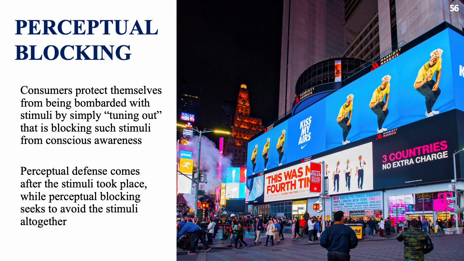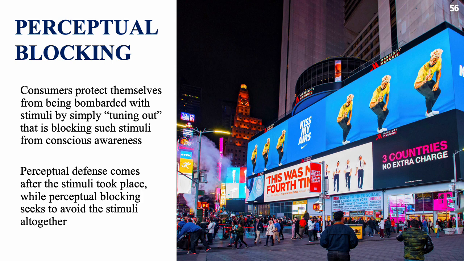Another term to be aware of: perceptual blocking. Consumers protect themselves from being bombarded with stimuli by tuning out or blocking such stimuli from conscious awareness. The difference between perceptual blocking and perceptual defense is that perceptual defense comes after seeing the stimuli takes place, while perceptual blocking attempts to avoid the stimuli altogether.